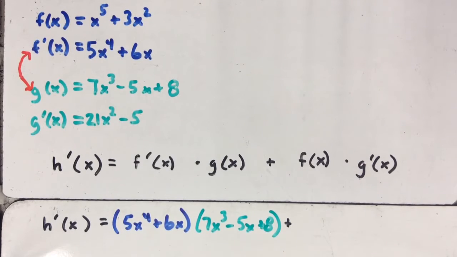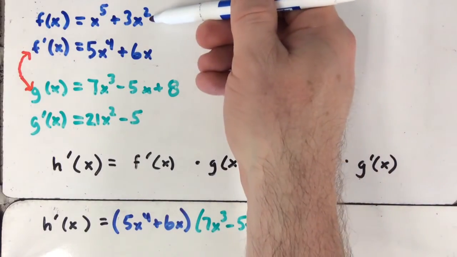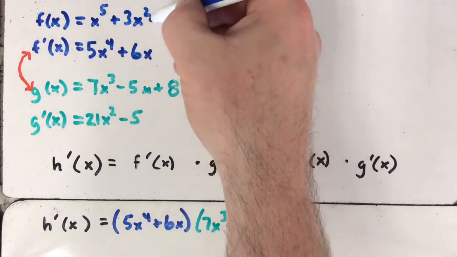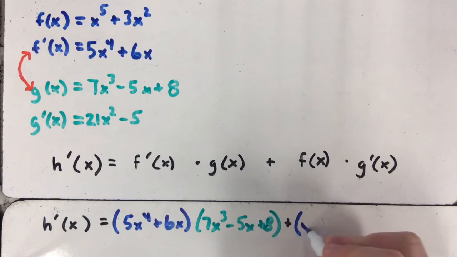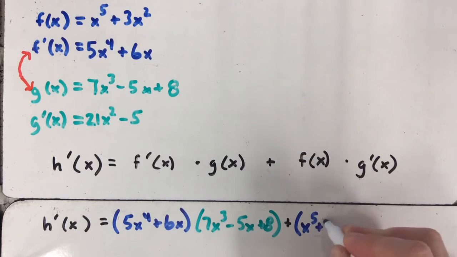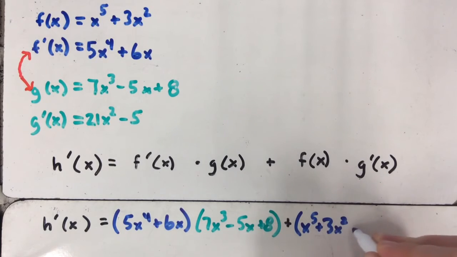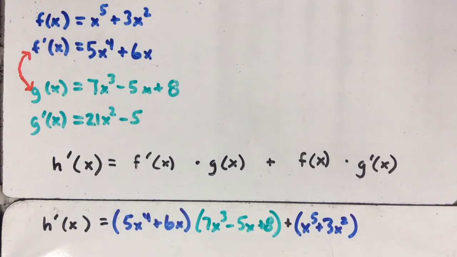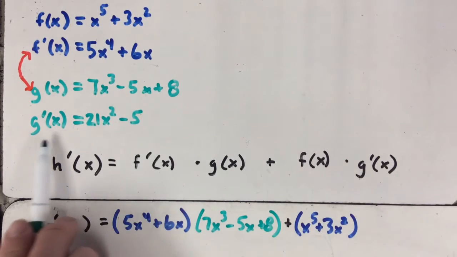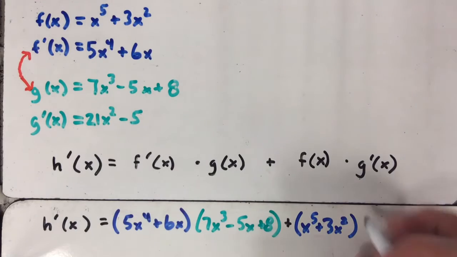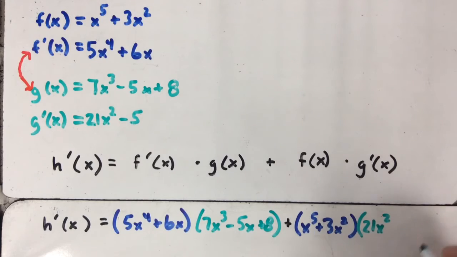And then after the addition symbol, we have f of x. That is our original function f there, the very first one up at the top. So that is x to the 5th plus 3x squared. And then we multiply that by g prime of x, and that's this bottom one. So that is 21x squared minus 5.